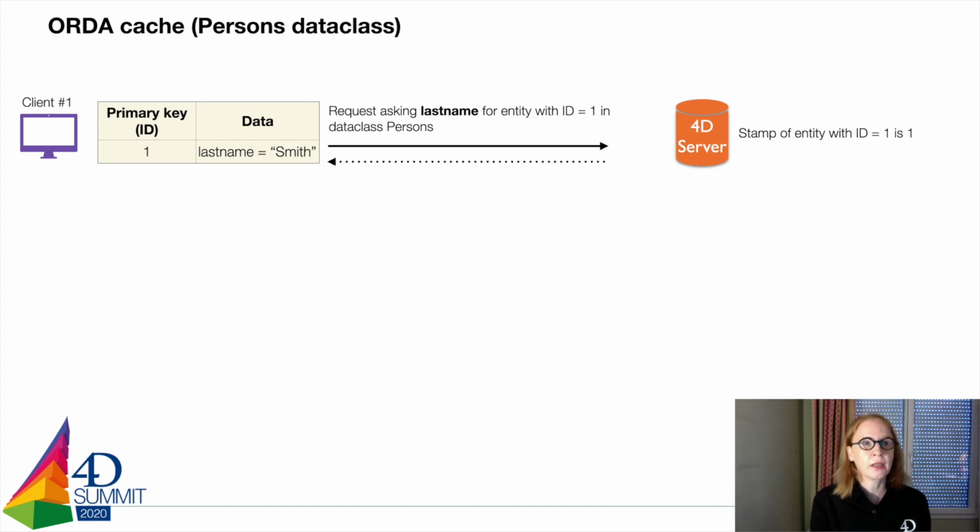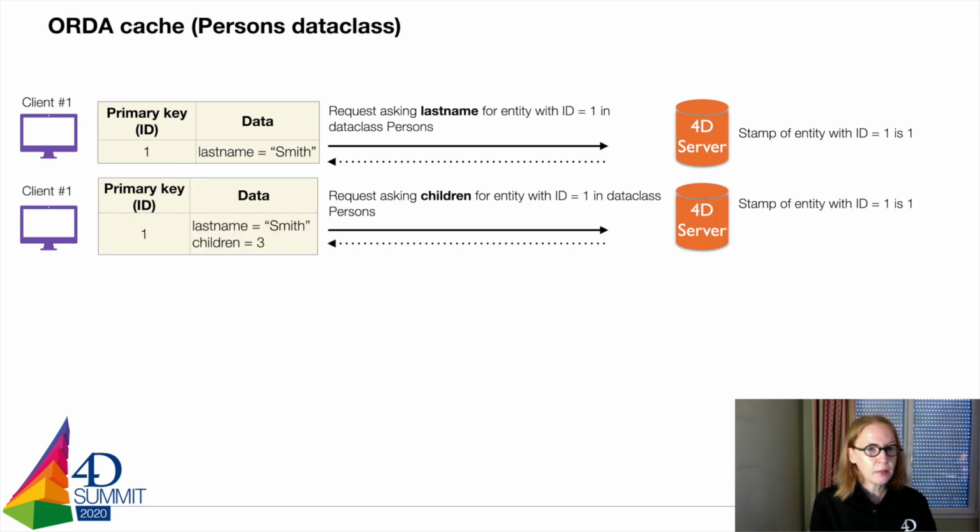In case you are curious about the ORDA cache, this slide is for you. This is the ORDA cache for the person's data class, and let's analyze this slide from top to bottom, step by step. At the beginning, the stamp of the entity with ID 1 on the server is 1. Client number 1 requests last name for the entity with ID 1, and this attribute is loaded in the ORDA cache. So we have last name Smith in the ORDA cache for this entity.